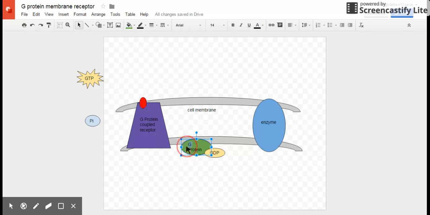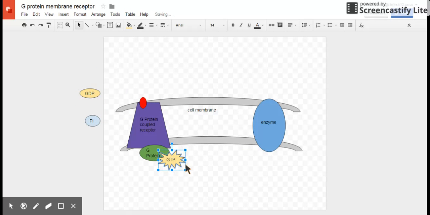When it does bind, just imagine that these two are connected together. It'll move. There we go. And then its GDP, which is attached to it, binds to the coupled receptor. But this GDP right here is displaced by a GTP, which is basically another form of energy.